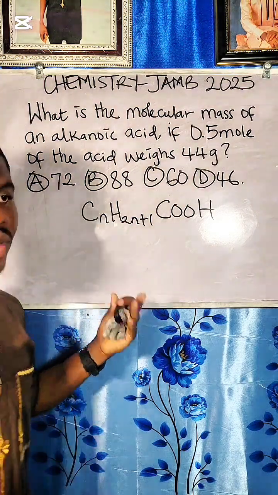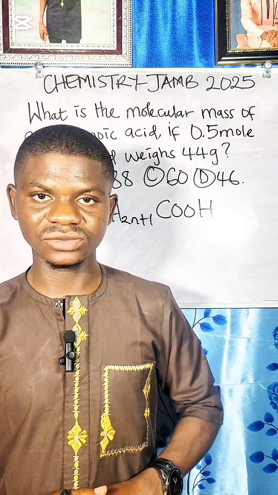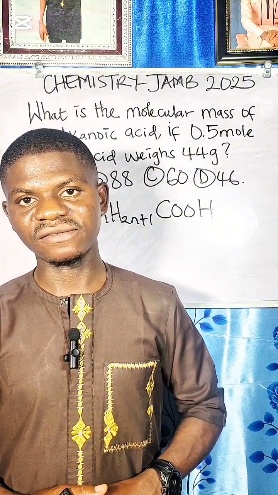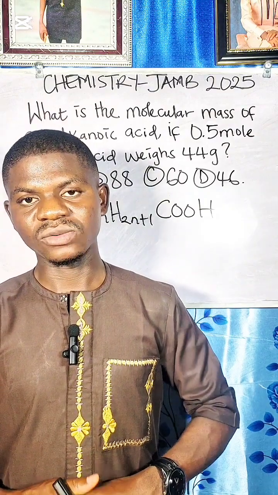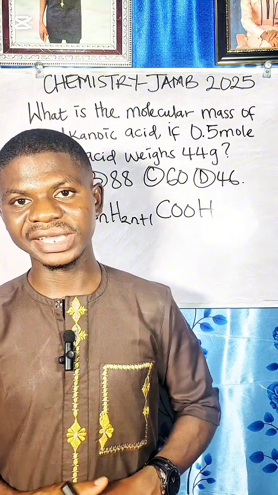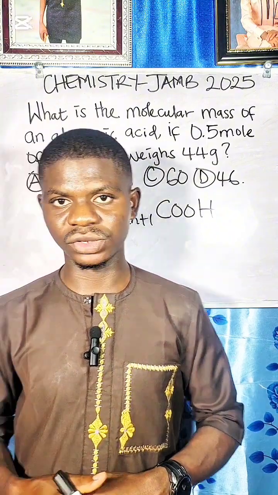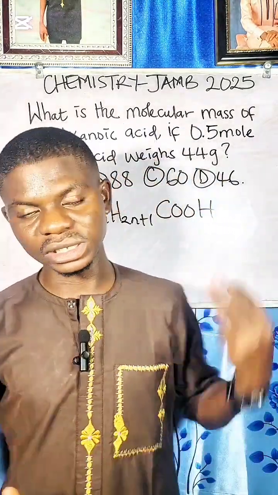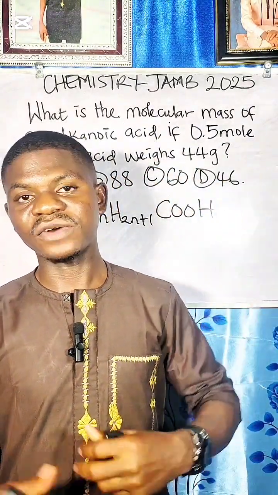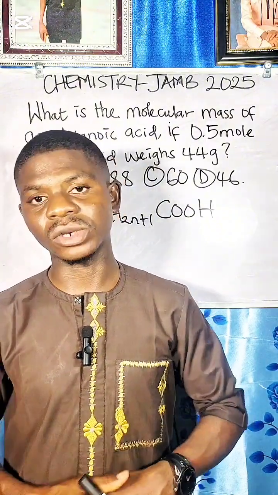Okay, basically we have different kinds of alkanoic acid. We have methanoic acid, which is the first member and is sometimes called formic acid. We have ethanoic acid, also called acetic acid. We have butanoic acid. We have propanoic acid. We have hexadecanoic acid, and of course many other examples. For now we do not know the alkanoic acid yet, but they said if 0.5 mole of such acid weighs 44 grams, we should find the molecular mass.